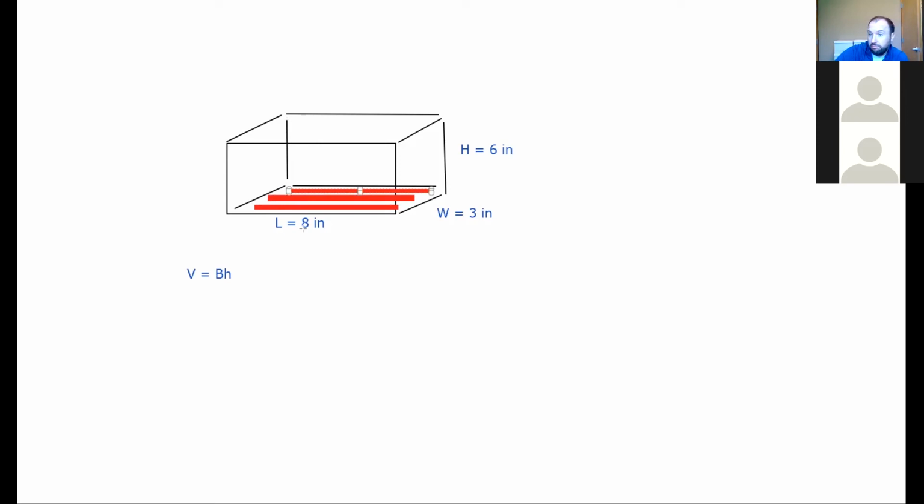Great. So to solve for the volume of this, we would just do 8 times 3 times 6. 144. 144 cubic inches would be our answer, right? So our volume would be 144 inches, and then it would be to the third power. I'm not savvy enough to remember how to do the little superscript 3, but you get the idea. Okay, so that's pretty easy, pretty straightforward.